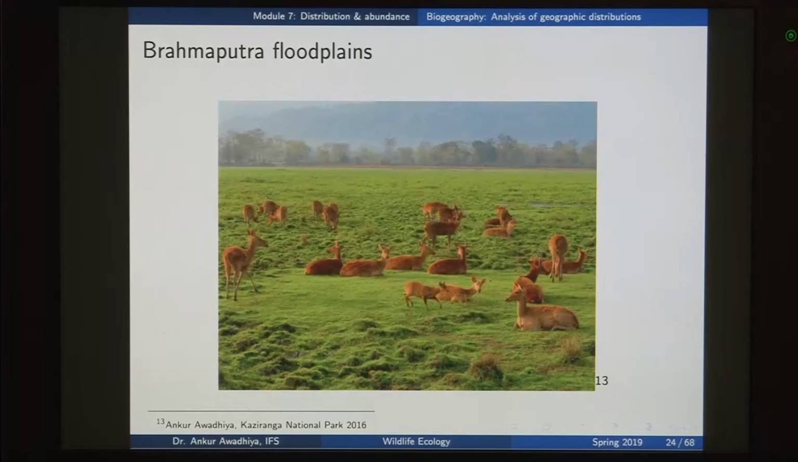Now moving to the northeast part of the country, here we are seeing the Brahmaputra floodplains.